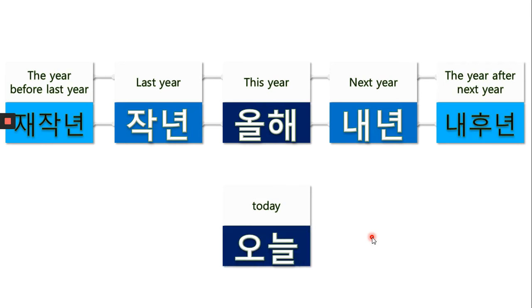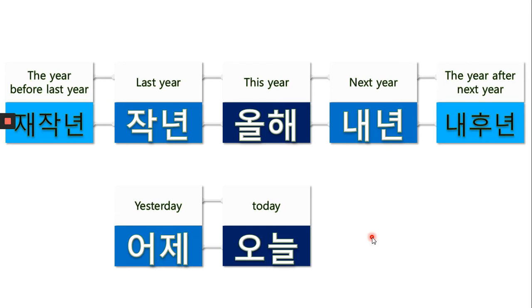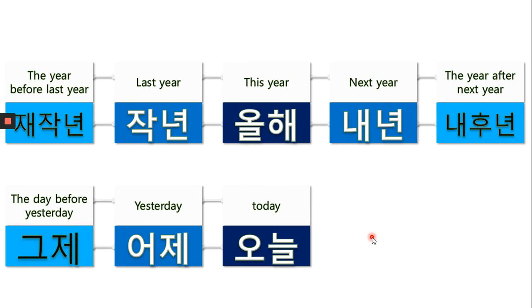How about today? 오늘. And yesterday, 어제, the day before yesterday. We use this expression a lot. 그제. In English, this is quite long, right? But in Korean, it's quite simple. And as I said, we use this expression a lot. 그제, 어제, 오늘.